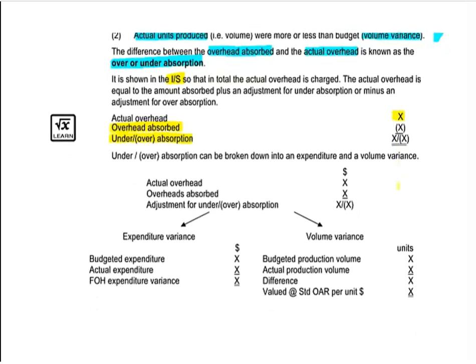And we'll look at variances later, but as I said, we can break down our adjustment for under or over absorption into an expenditure variance and a volume variance. And we've got the formula there for the volume variance and the expenditure variance, but we'll come back to those in chapter 14. They're here though because when you're revising and you've studied variances, it's very useful to know how everything is going to fit together.